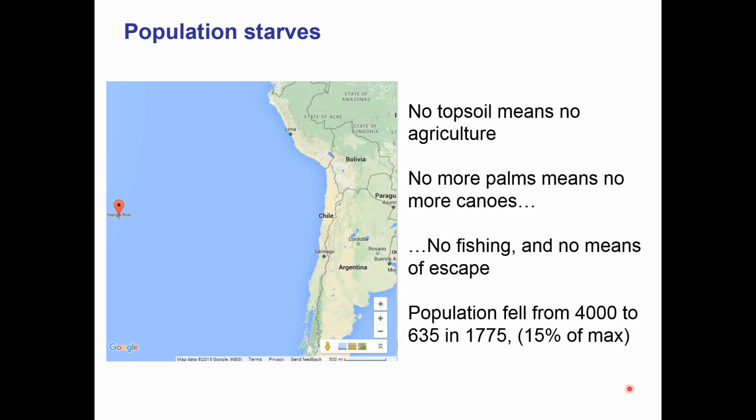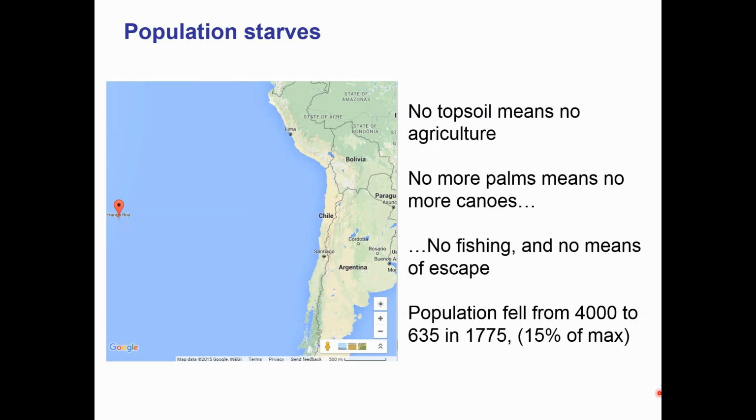As a result, the population of Easter Island began to starve. Because no topsoil means no agriculture. You can't grow crops on the island anymore. In addition, no more palms means no more canoes. And no more canoes means no fishing, so you can't harvest from the ocean. And critically, it means no means of escape. Suddenly, the Easter Islanders found themselves marooned on their tiny island paradise in the middle of the Pacific. They'd cut down all the palms, and they were stuck. They had no means of escape, and they'd exhausted all of their natural resources.